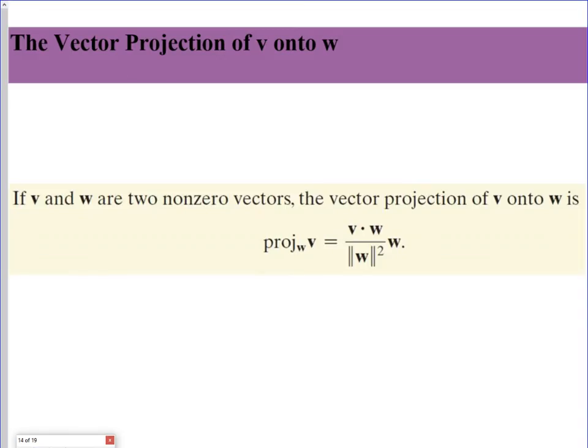Okay, get these formulas down. This is a projection of V onto W. Projecting vector V onto vector W. What does that mean? Where's the math? I'm not sure what this means. Let's see here. Projection.